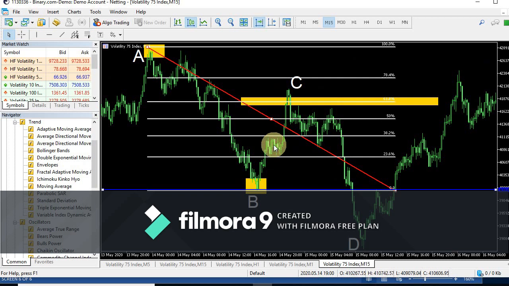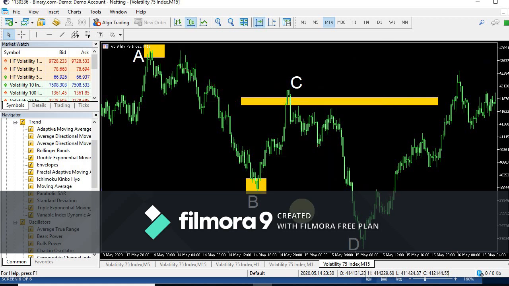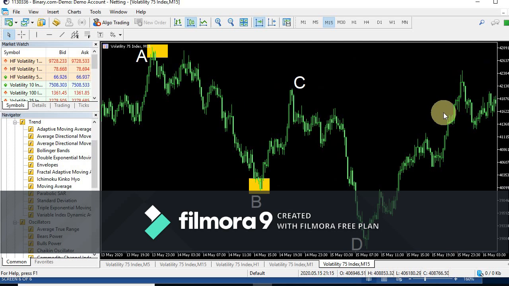which is more like a bullish flag here between 23.6% and 38.2% Fibonacci retracement levels. Then price now continued in the direction before reversing and then continuing an extension.